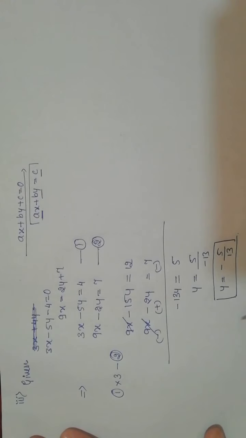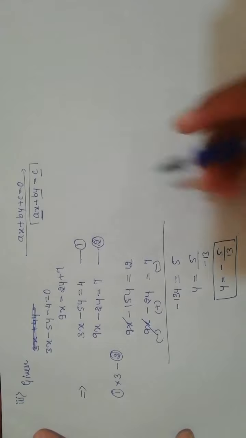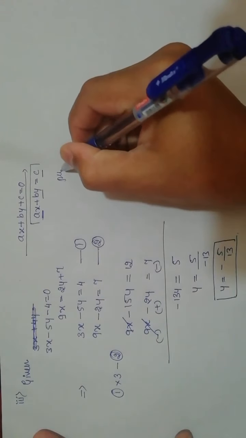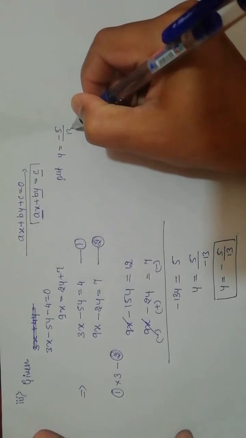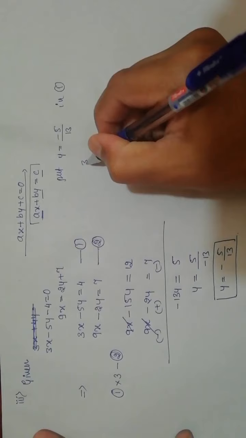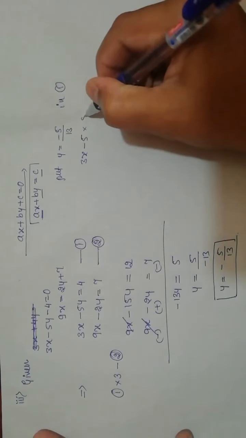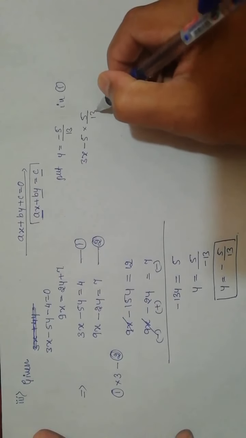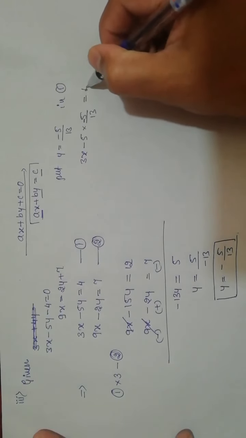So next I'm going to substitute this one in any one of the equations. I'm going to choose equation number 1. Put y is equal to minus 5 divided by 13 in equation number 1. So now it will become 3x minus 5 into y, that is, minus 5 divided by 13, which is equal to 4.